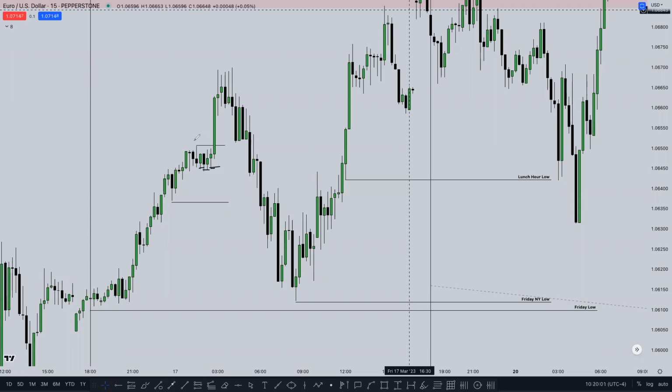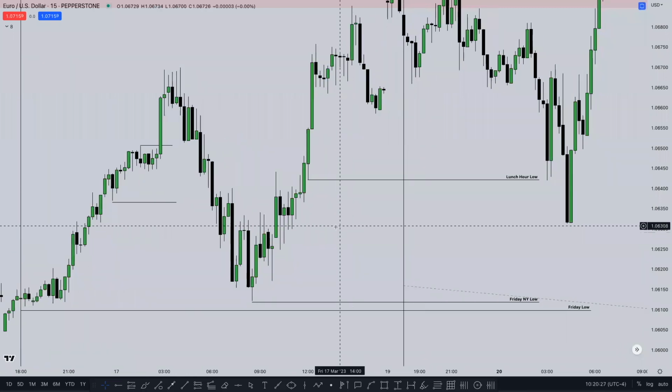So this up move over here, that is manipulation relative to this range. And all you're looking for is sells. Now based on this framework alone, you would target this low. But based on liquidity, based on all that good stuff, you'll be looking for price to come down there.